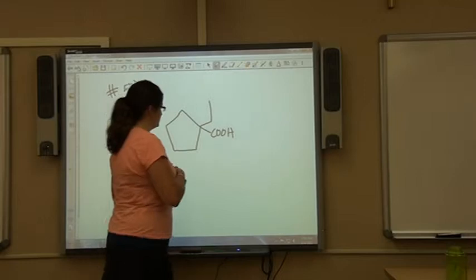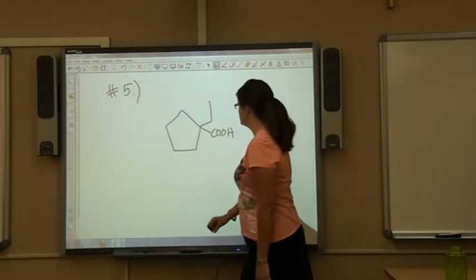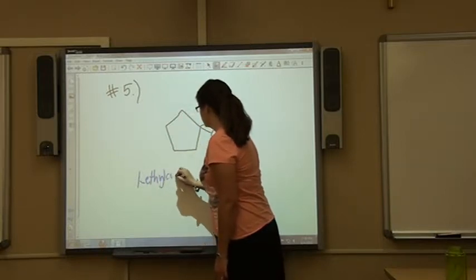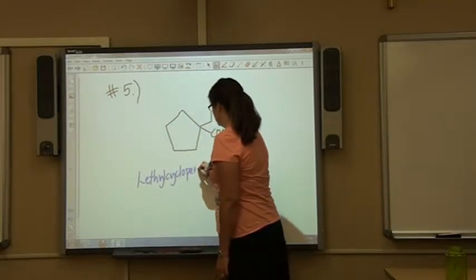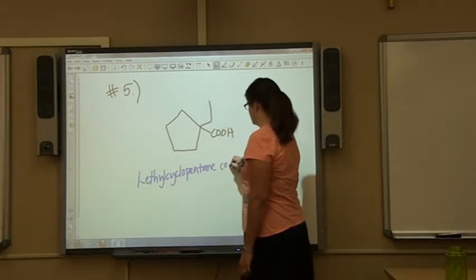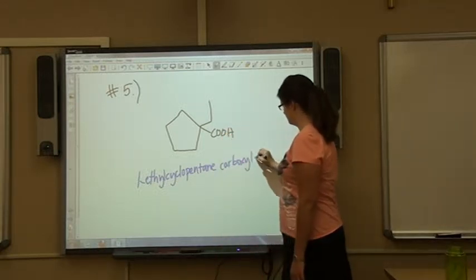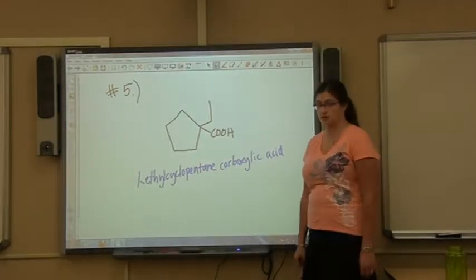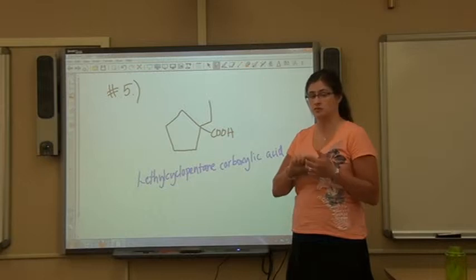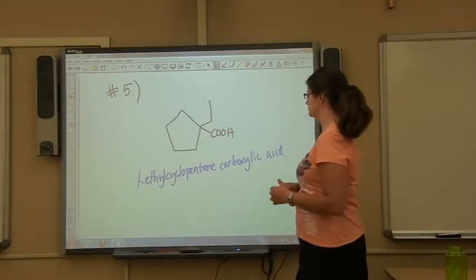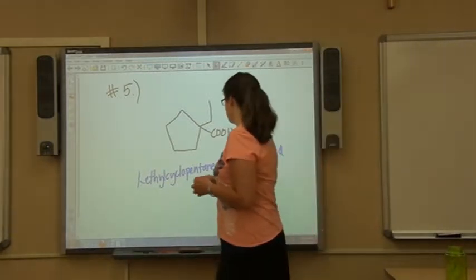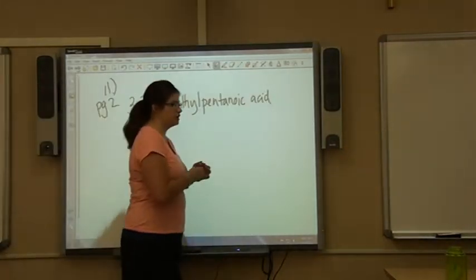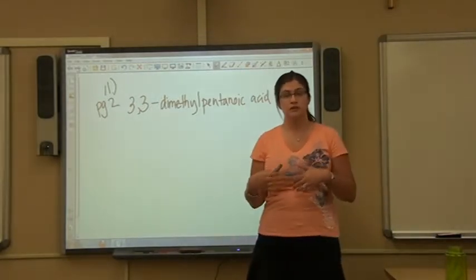Okay, here we have number 5. So this would be 1-ethylcyclopentane carboxylic acid. Make sure you watch your spelling because I will grade for spelling. If you spell something incorrectly, you'll lose points for that. 1-ethylcyclopentane carboxylic acid.